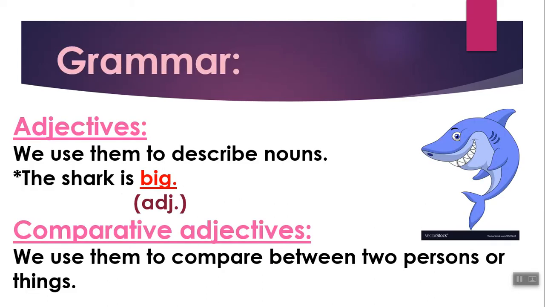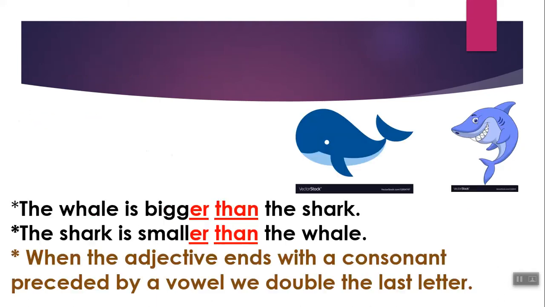For grammar, we are dealing with adjectives. We use the adjectives to describe the nouns, things, persons, whatever. The shark is big. Big here is an adjective. And we have comparative adjectives. Comparative adjectives, we use them to compare between two persons or things. Like here, for example, the whale is bigger than the shark. The shark is smaller than the whale.